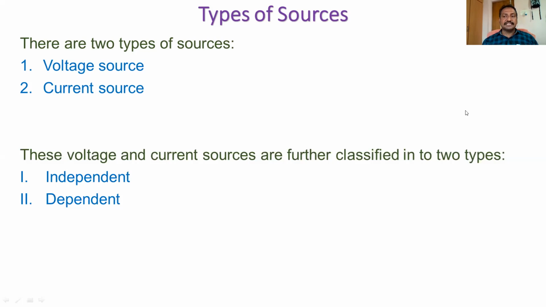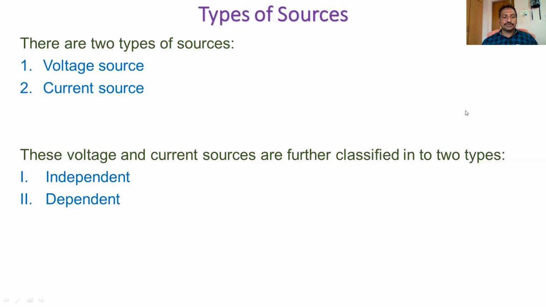Example, a single phase voltage always gives 230 volts. Even if there is any change in the current due to the tube light, or any change in the current due to the fan, or any change in the current due to the TV, it will not respond, and it always gives 230 volts only. Such types of sources are called independent sources.